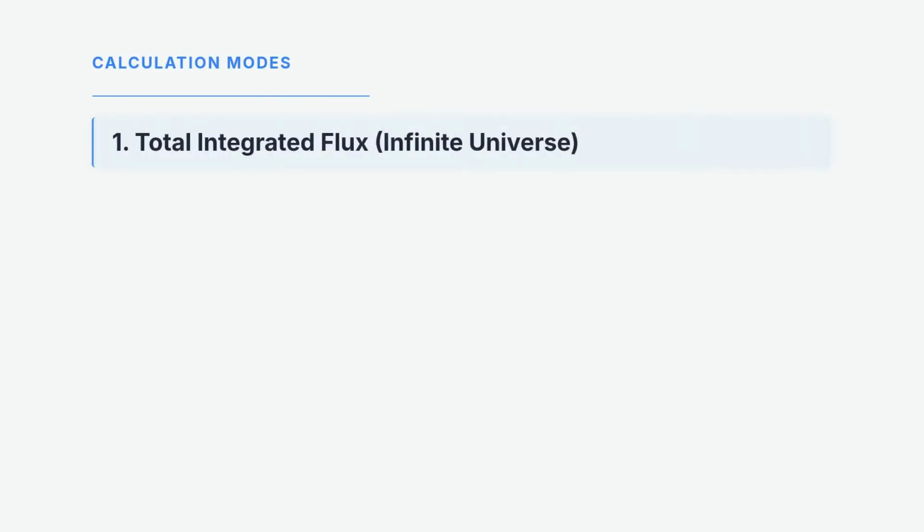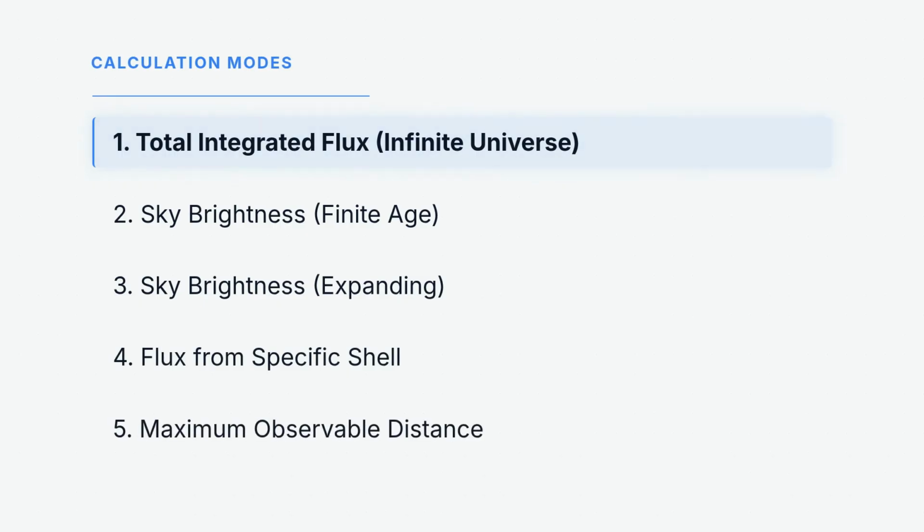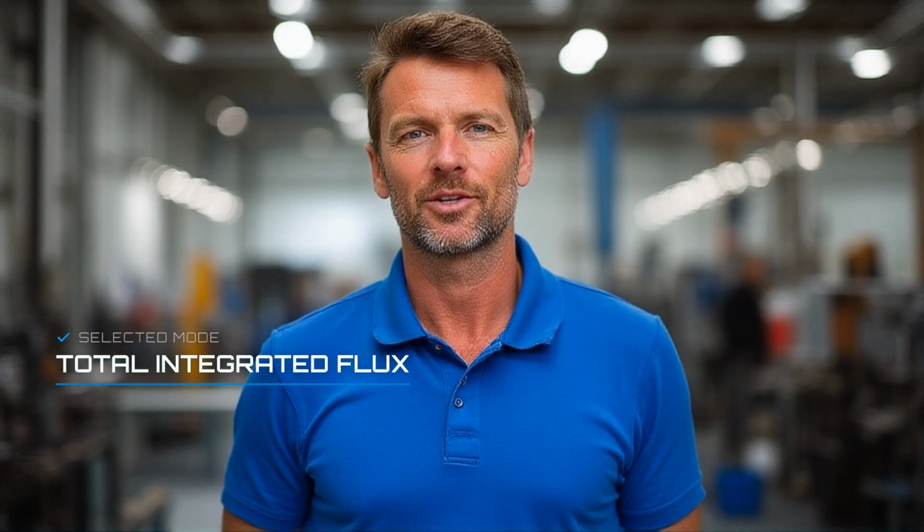This is the Olbers Paradox Interactive Calculator, which computes stellar flux and sky brightness under different cosmological assumptions. The calculator has a calculation mode dropdown with 5 options: total integrated flux for an infinite universe, sky brightness for a finite age universe, sky brightness for an expanding universe, flux from specific shell, and maximum observable distance. For this demonstration, I'm using total integrated flux.